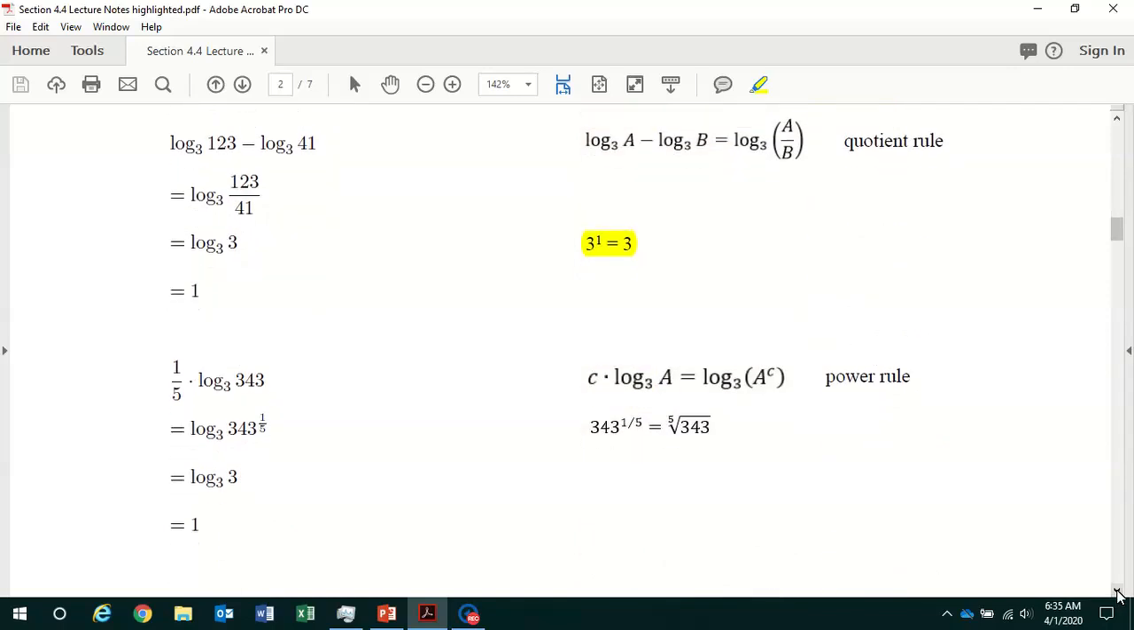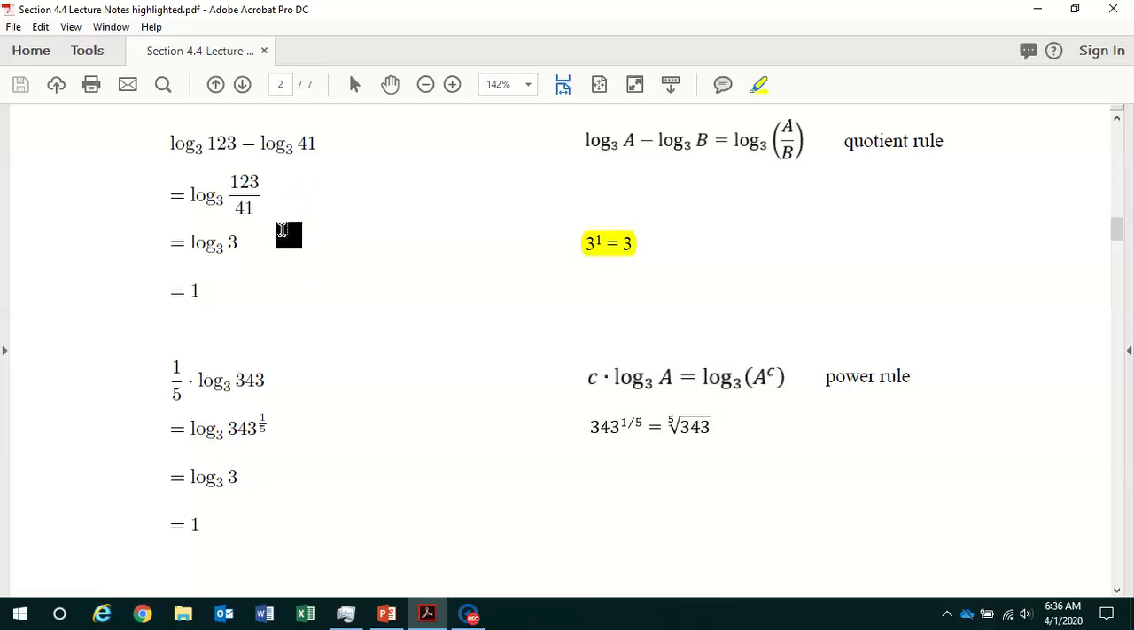In the next example, we're going to be using the quotient rule. Log base 3 of 123 minus log base 3 of 41. What's that equal to? Well, from page 1, when we flip the two sides of the equation, we have log base 3 of a minus log base 3 of b is equal to log base 3 of a over b, right? A goes in the numerator, b goes in the denominator. So the difference, log a minus log b, is equal to the log of the fraction or quotient a over b. So log base 3 of 123 minus log base 3 of 41 by the quotient rule is equal to log base 3 of 123 divided by 41.